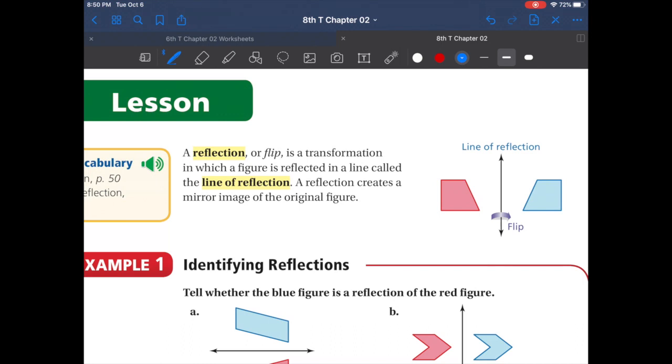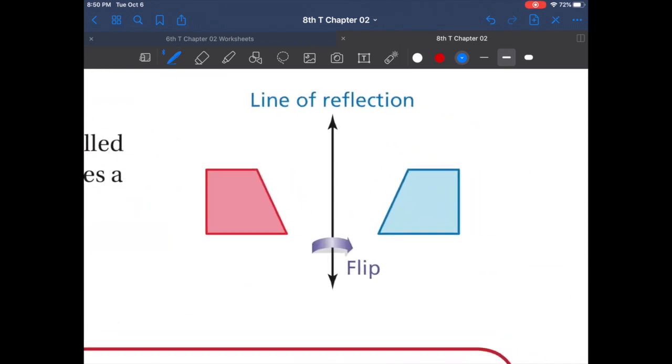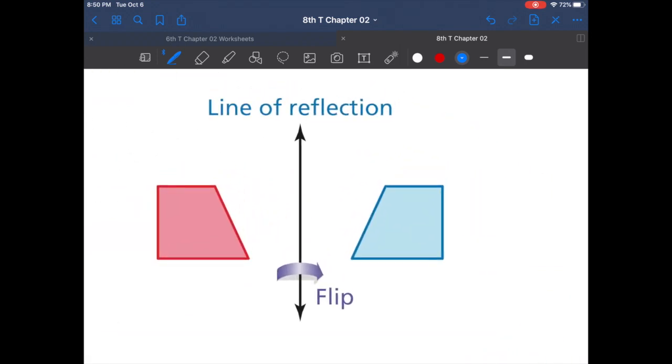Okay, so what is a reflection? Well, a reflection is a transformation in which the figure is reflected across a line. That line is called a line of reflection. A reflection creates a mirror image. So mirror means exactly the same thing of the original figure. So if we look at this shape right here, the line of reflection is this right here. Okay, and it's going to flip.